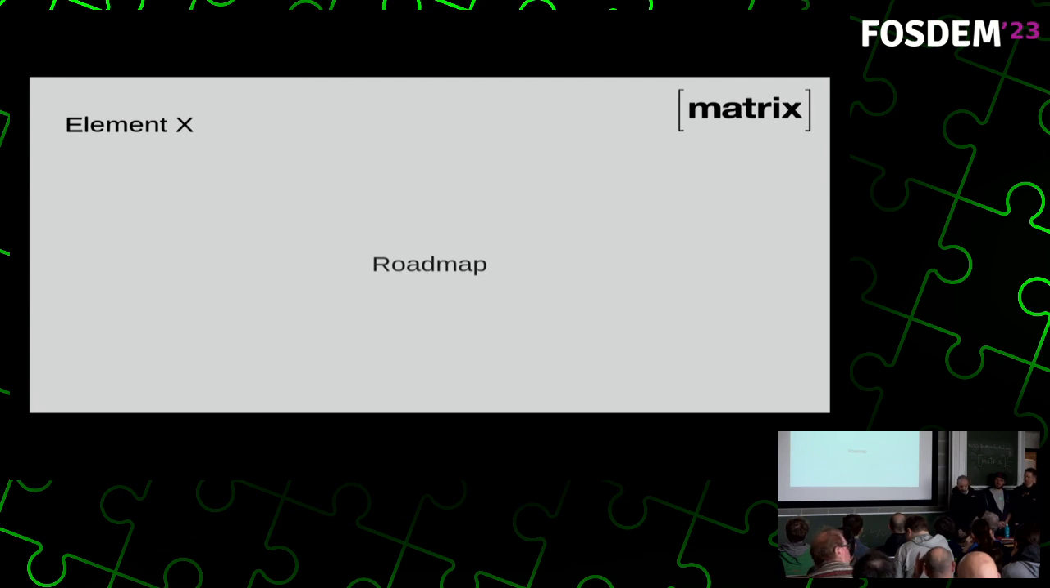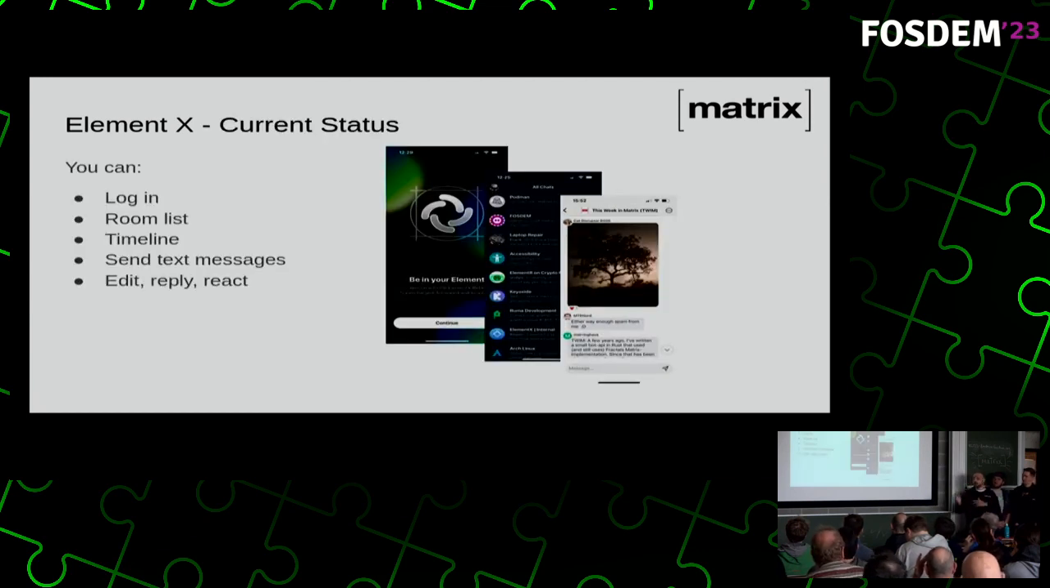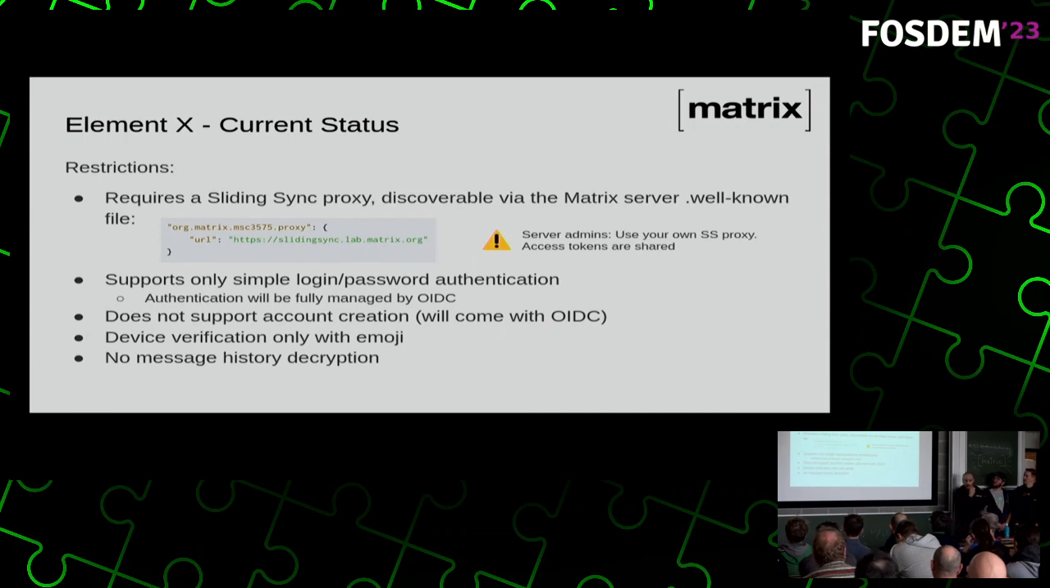Roadmap. Pretty much this is the present and the future of Element X. For now, you can log in, check the room list, timeline, send messages, edit, reply, react. But there are some restrictions. First of all, of course, as I say, sliding sync is required. So if your server does not have a sliding sync proxy, you can't use the client on that server. Also, it only supports authentication.